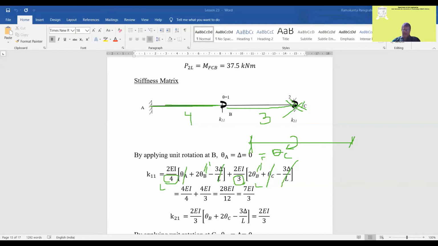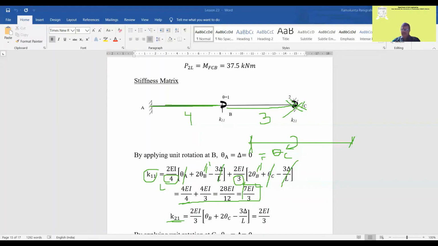So you will find 2 into 4 EI by 4, theta B is equal to 1. Here 2 into 4 EI by 3, theta C 0. So this will now be 7 EI by 3. So now we have developed K11. Now what is the value due to 1? What is the 2 value? K21.